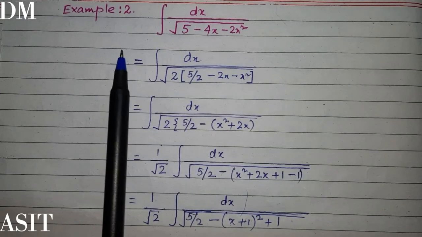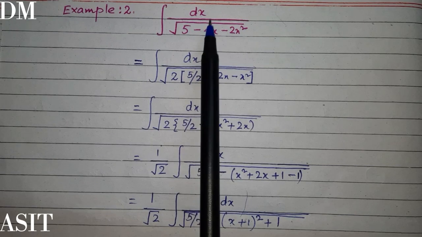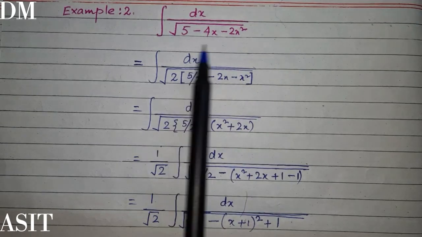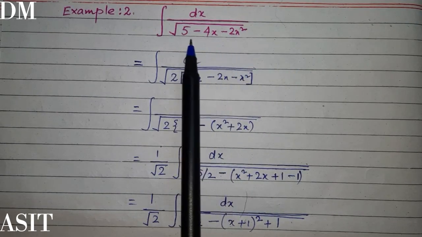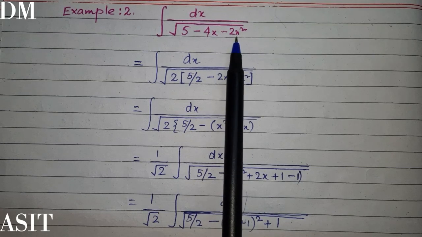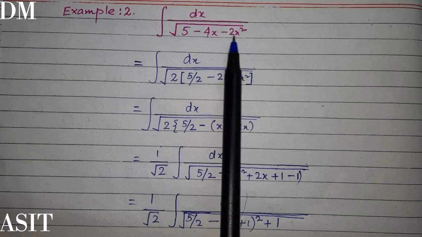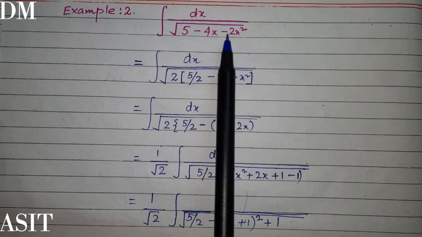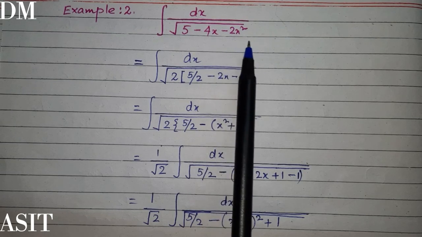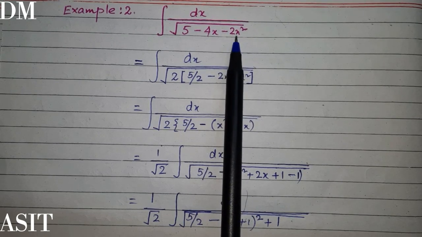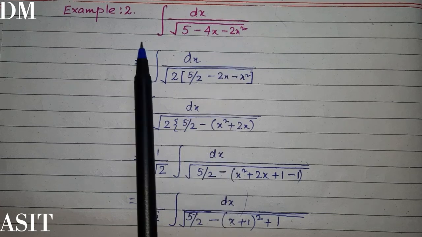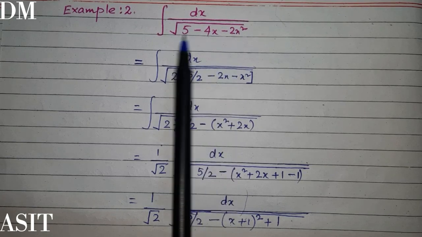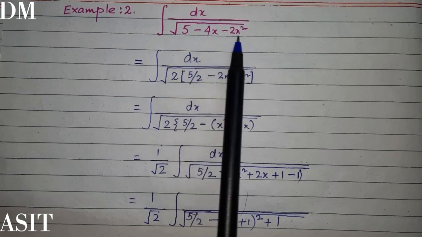Now let us see the second example. Here it is in the form of dx by root over of a quadratic expression. First of all we will look at the quadratic expression. We can see in this quadratic expression the coefficient of x square is minus 2. In the last example I told you if it is plus 1 or minus 1 then nothing to worry about, but here there is minus 2. So first of all I will take this 2 outside. That means I have to take 2 common from all these terms.